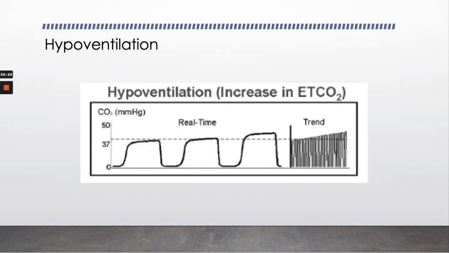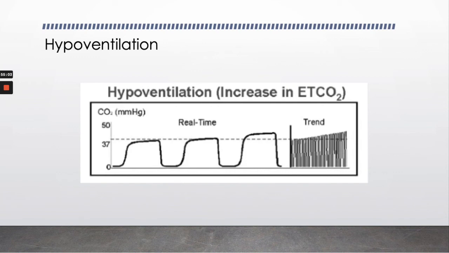All right, so hypoventilation, we see an increase in end-tidal CO2, so it's just marching on up, getting higher and higher. Now, with hypoventilation, there's an increase in end-tidal CO2, but you still see that the baseline returns back to 0. This occurs with an increased CO2 production or decreased alveolar ventilation. And normally we see the decrease in alveolar ventilation if we're deepening our anesthesia or if we're giving opioids. We'll see that increase in end-tidal CO2.